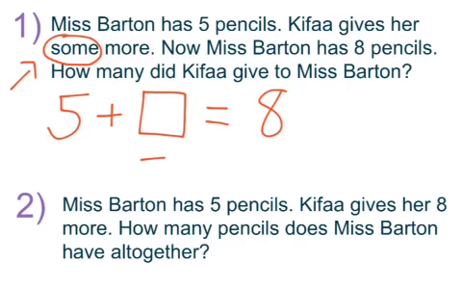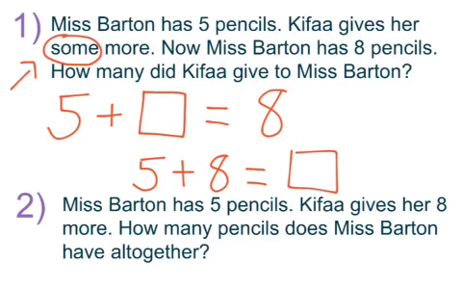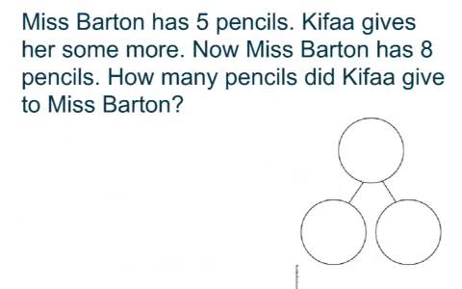For number 2, students would have 5, which is one of the parts, plus 8, which is one of the parts, equals. In the first problem, one of the parts is unknown. In the second problem, the total is unknown, giving a very different answer. So let's look at how to solve a missing addend story problem. Let's look at the same problem.